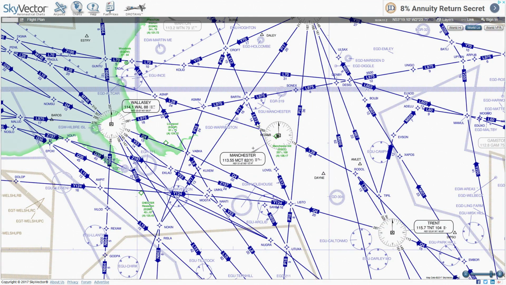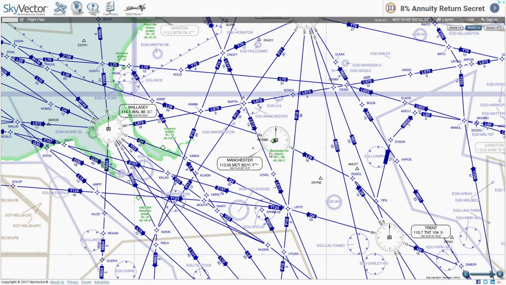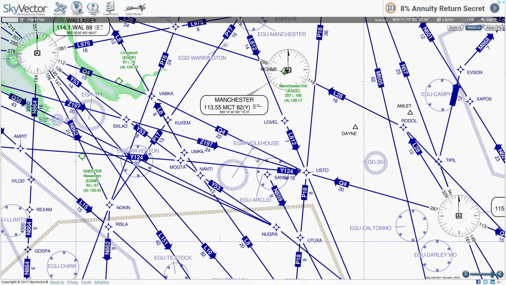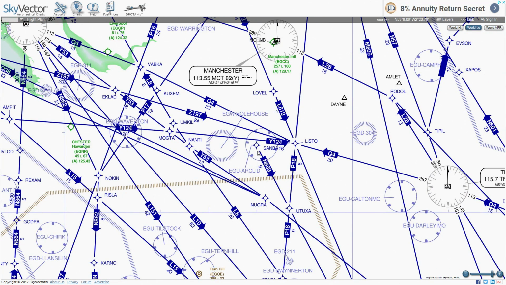Let's pretend we've taken off from Manchester International, Echo Golf Charlie Charlie. From Manchester International, we've used the Samba departure. Now, the Samba departure takes us out to this waypoint here, or a fix. We can call this a navigational fix. It takes us out to this one over here.